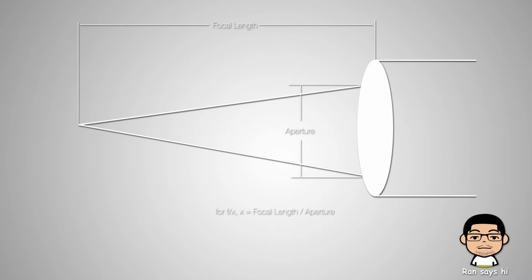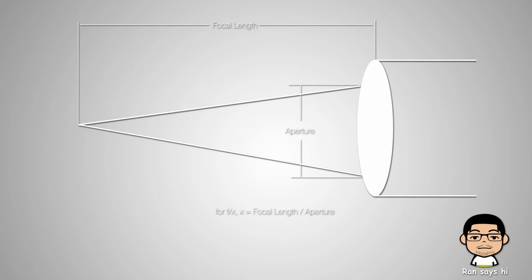To understand what this number means, you need to understand how the number is defined. In order to show you guys, I have drawn this simplified version of a lens. As you can see, as the light travels from the right side into the lens, it gets focused on the left side. The distance between the focus and the lens itself is called the focal length. And the width of the opening of how much light can travel through the lens is defined as aperture.